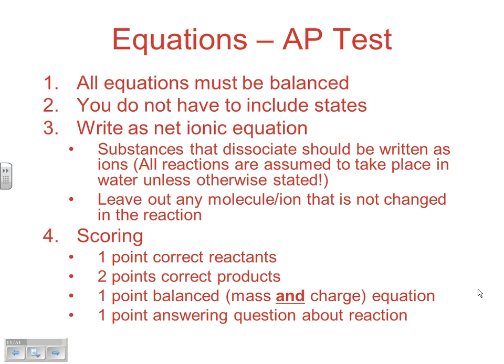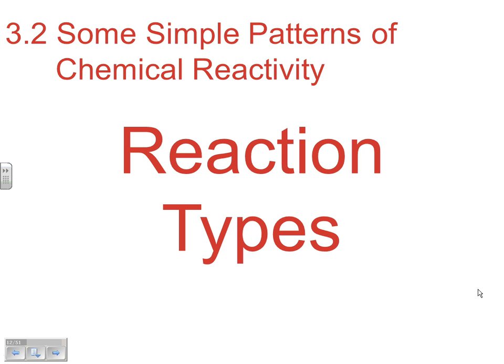And then 1 point for answering a question about the reaction. So they'll ask you some question related to the reaction. That's also worth a point. So it's a 5-point part for each part of question number 4. And there's always 3 parts. So this section is always worth 15 points on the AP test. Now, at this point, I'm just introducing the idea, but we're going to use these ideas and sometimes even grade things like this so you get used to it throughout the year.